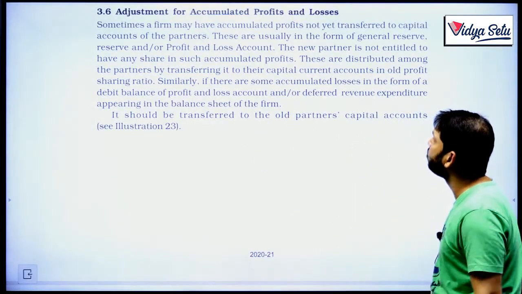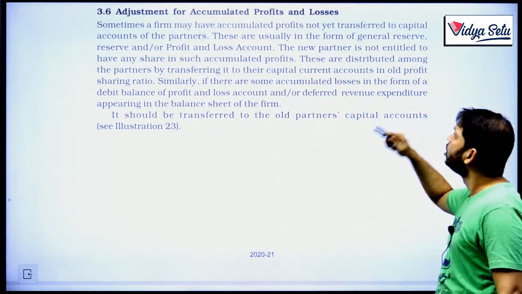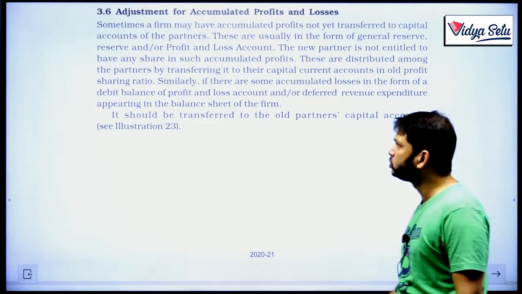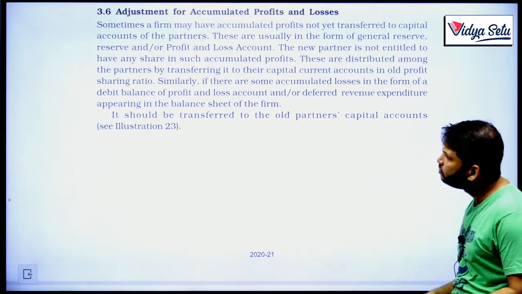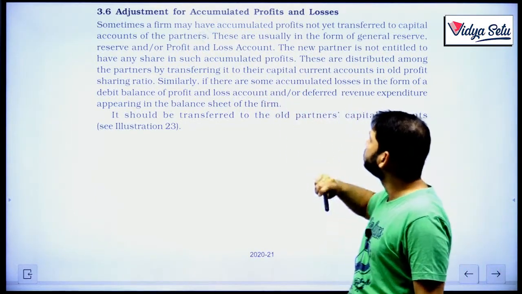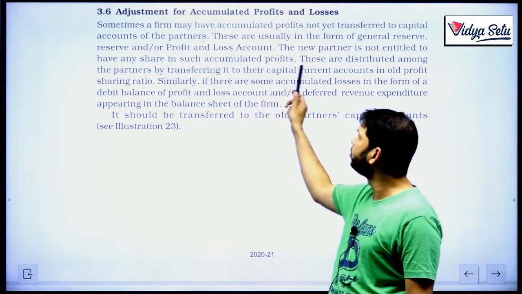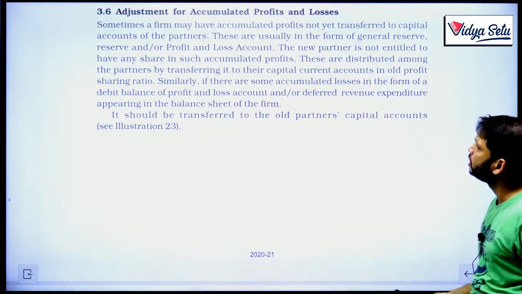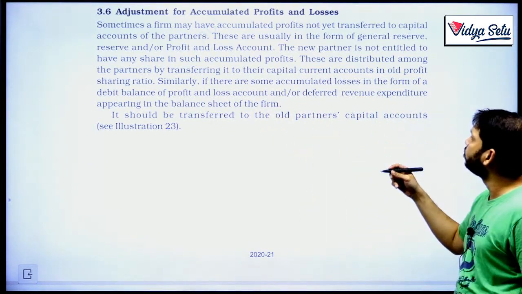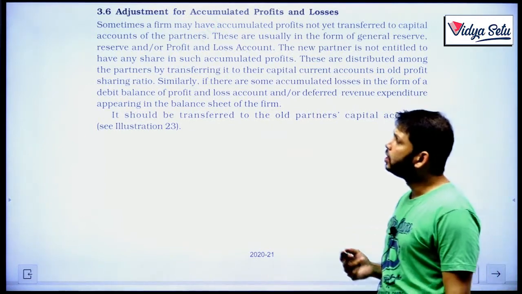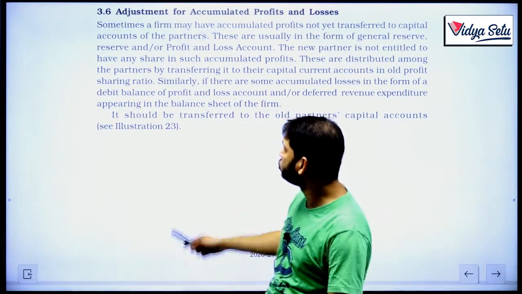Adjustment for accumulated profits and losses. Sometimes a firm may have accumulated profits not yet transferred to the capital accounts of the partners. These are usually in the form of general reserve or profit and loss account. The new partner is not entitled to have any share in such accumulated profits. These are distributed among the old partners by transferring them to their capital or current accounts. Do remember, it will be transferred in the old profit sharing ratio.